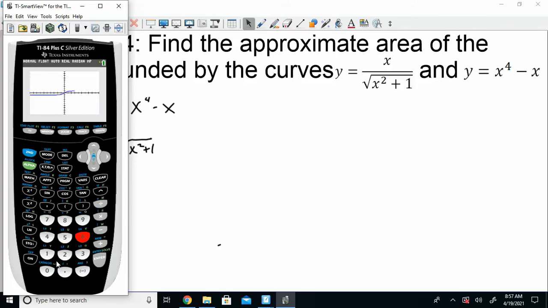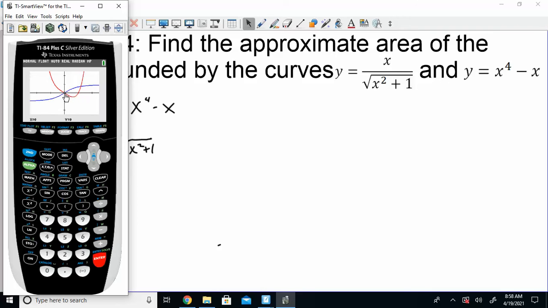So there's my first curve. And there is my second one. If we need to, we could zoom in a little bit. So that's the x over the square root of x squared plus 1. X to the 4th minus x kind of looks like a parabola. So we are talking about this little region here. Obviously on tests and quizzes, I'm going to give you nice ones where you can find the intersection and we can draw the graphs by hand. But since we've got this, let's go ahead and just find these points.